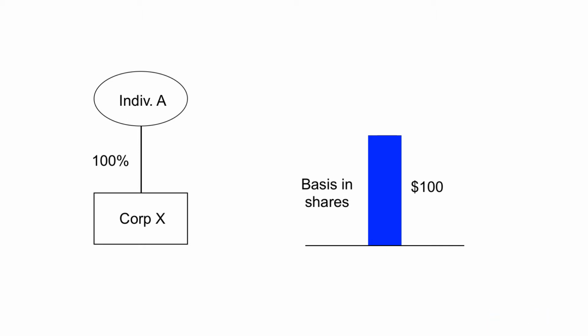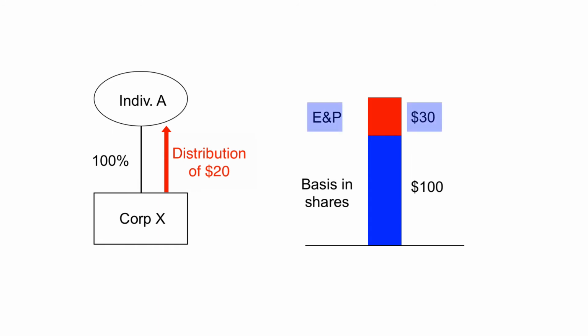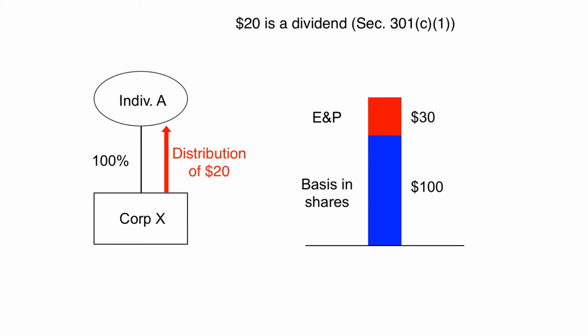Corp X is profitable every year and it earns $30 over 5 years. At the end of year 5, Corp X makes a cash distribution of $20 to A. Since Corp X has more than $20 of earnings and profits, the full amount of the distribution is treated as a dividend and the earnings and profits get reduced from $30 to $10.